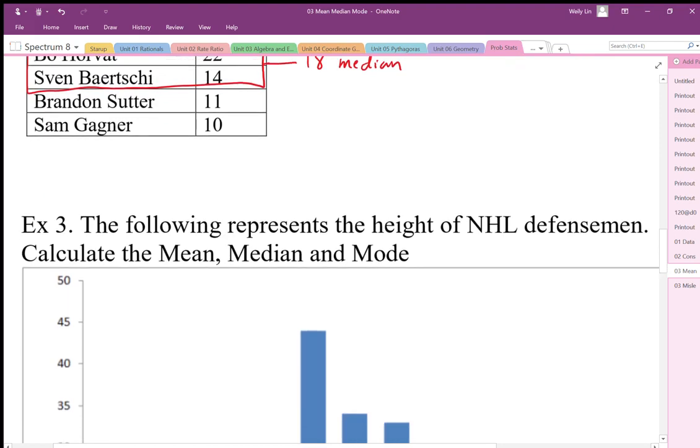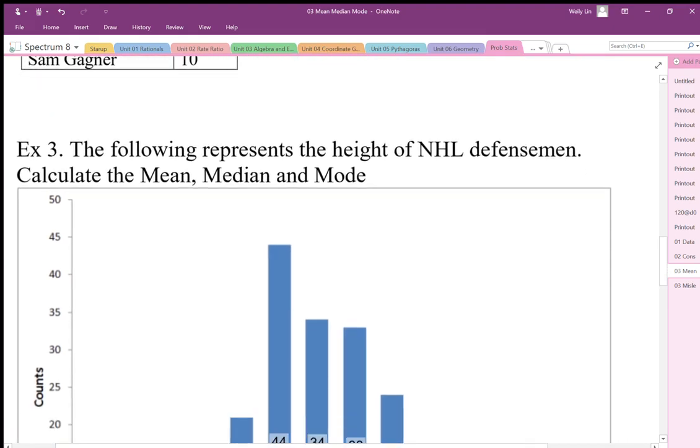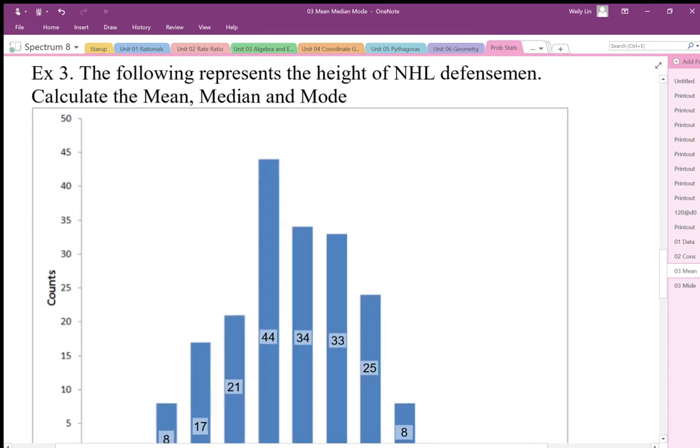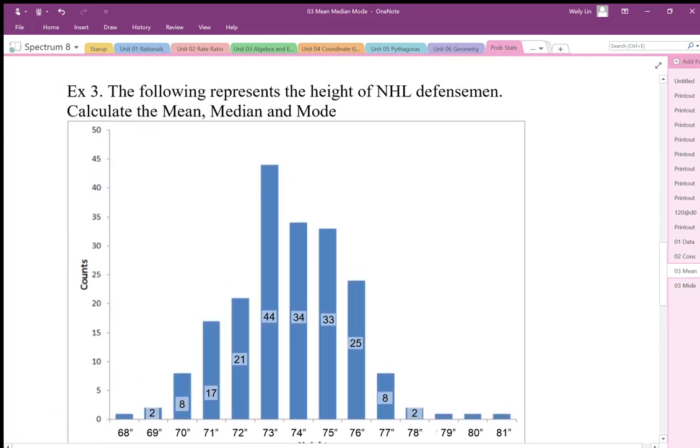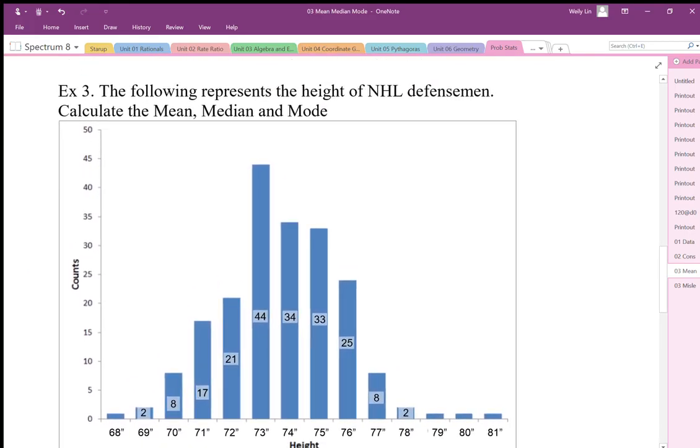So for this next one, this is a bar graph, so this is a little bit harder to calculate because to do the mean, median, and mode, there are quite a bit of calculations here. There are some programs that might do this. In fact, if you know how to use Excel, you can probably do this fairly easily. But here are the different heights of the NHL defensemen.